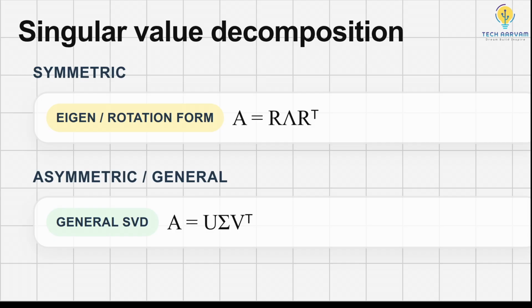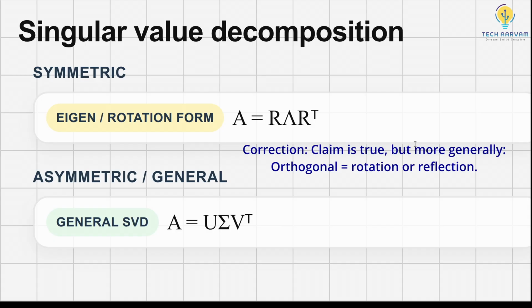So what is there on the screen basically talks about symmetric matrices and asymmetric matrices. In symmetric matrices, it is showing R lambda R transpose. The lambda there is a diagonal matrix. R and R transpose are rotation matrices. We don't really need reflections to represent symmetric matrices. This form works.